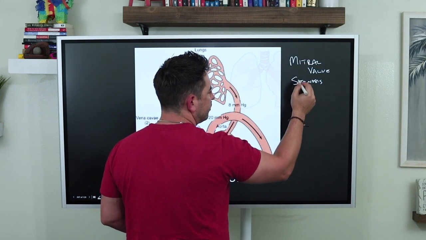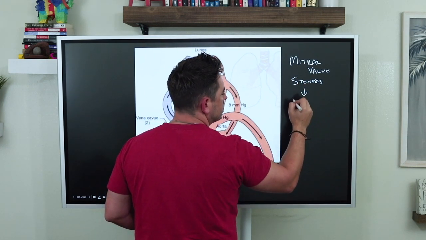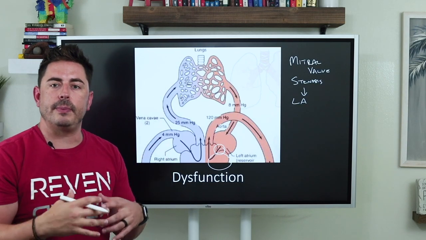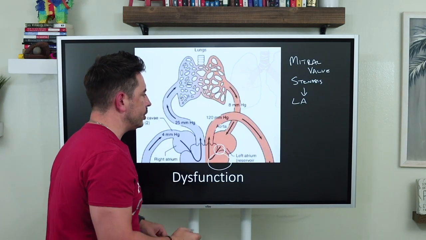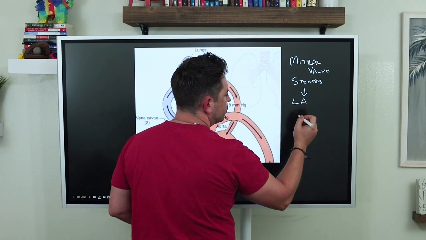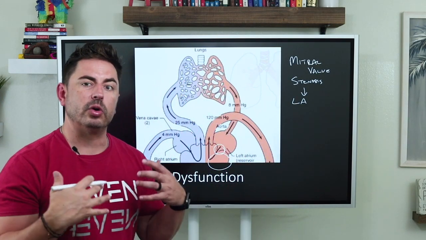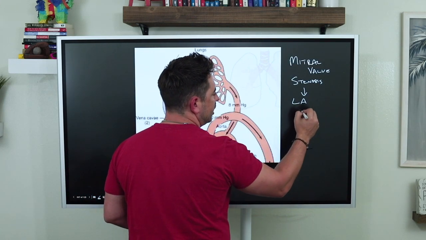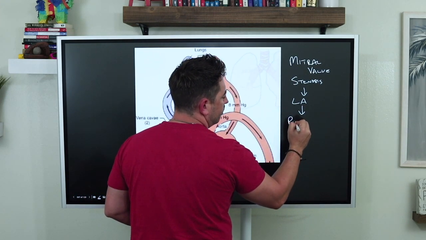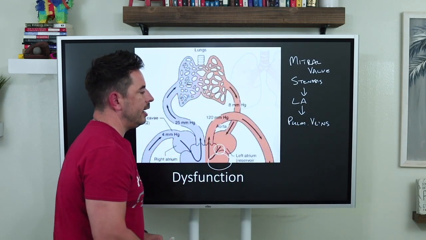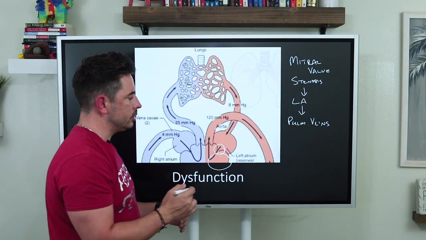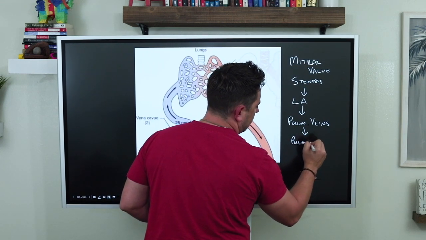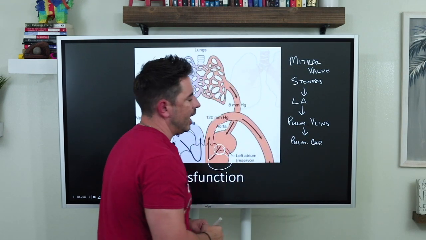So we have mitral valve stenosis that leads to left atrial filling that exceeds the capacity of that left atrium. So we get left atrium overflow or spillage. So we get blood that backs up in the left atrium. From the left atrium, it's going to back up into the pulmonary veins. From the pulmonary veins, it's going to back up into the venules, which will then eventually back up into the pulmonary capillaries, or the alveolar capillaries.